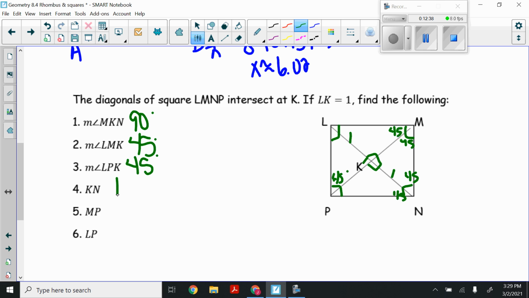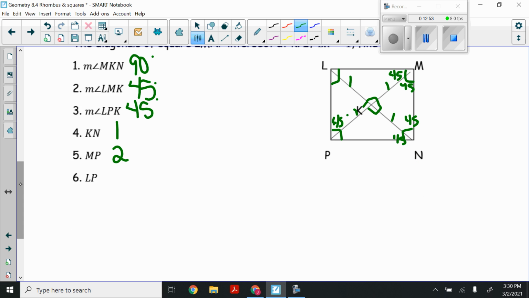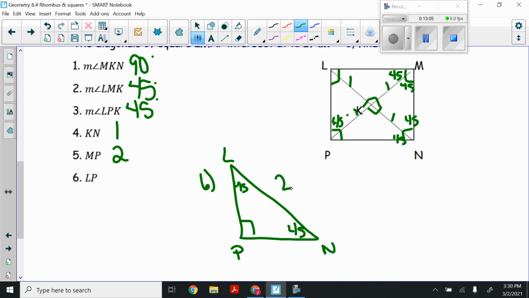Number 5, find MP, that whole diagonal. I know that each of these are 1 as well, so 1 plus 1 is 2. And number 6, find LP. All right, so LP, so we'll look at number 6 here. If I just pull out this triangle, that's 45, that's 45. This is LPN. I know that this is 2. It's a 45, 45, 90 triangle, okay? I have my hypotenuse. I'm looking for this leg over here.